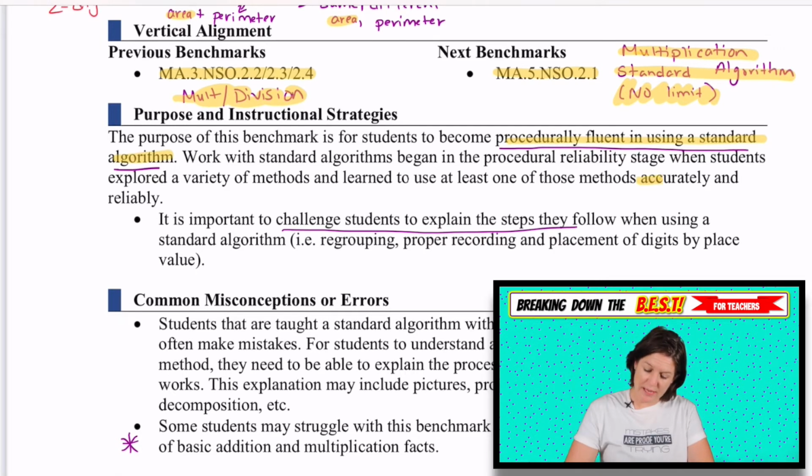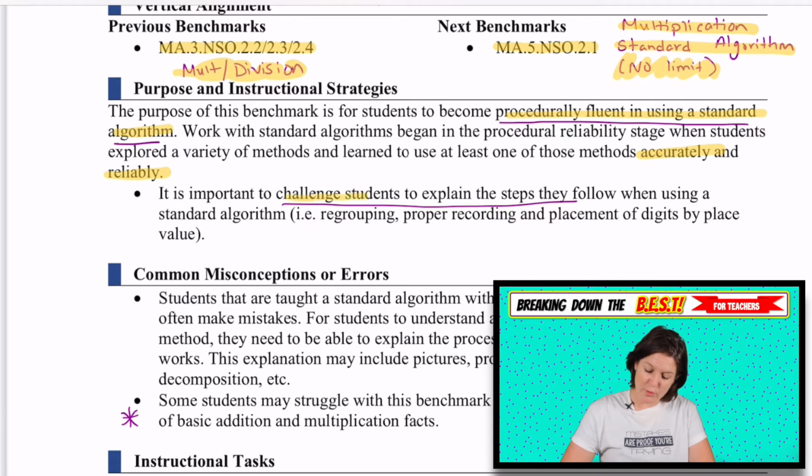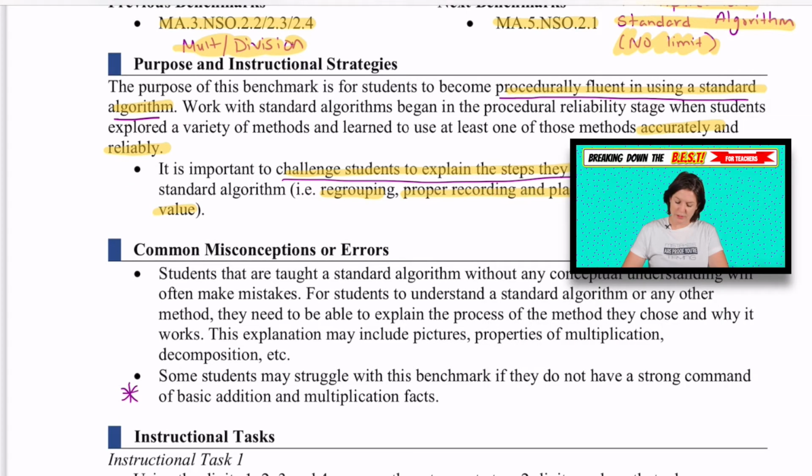It means that we're using this accurately and reliably. It's important to challenge students to explain the steps that follow. So making sure that if they are using the standard algorithm presented in the Taking on the Best videos, they're showing how to regroup and to record the placement of the digits by place value, that they have an understanding of that.